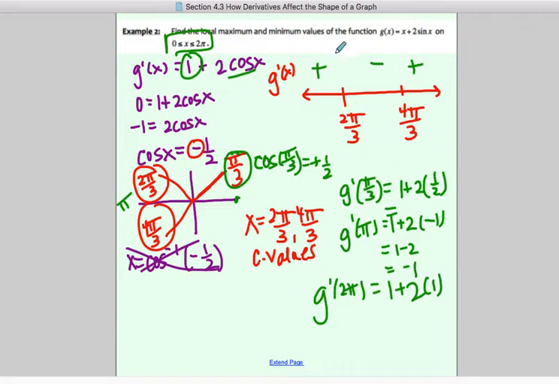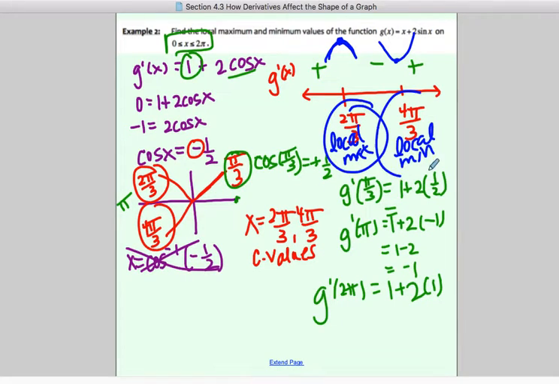So we are increasing and then we are decreasing. So that would imply that at 2 pi over 3 there is a local max. And then at 4 pi over 3 we are decreasing and then increasing, so this would be a local min. Okay, so at those values you would have those answers. All right.